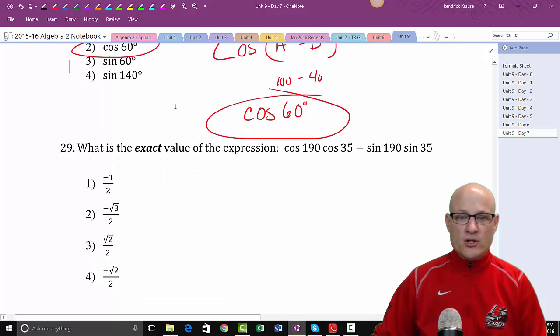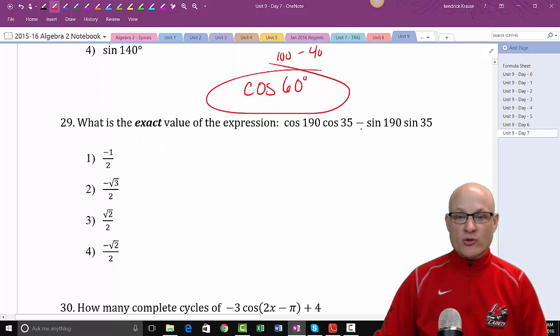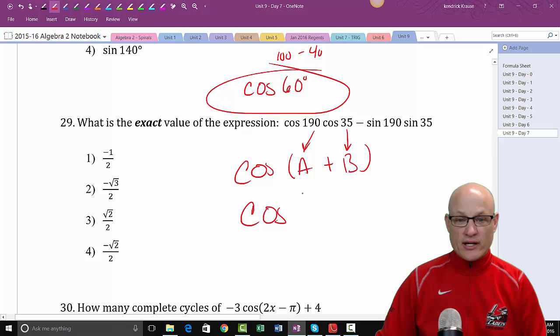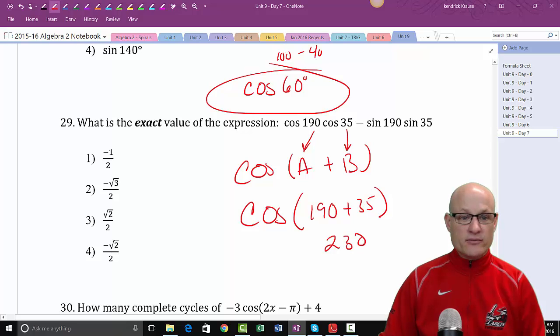Which one does cosine, cosine minus sine, sine? That's the cosine of A plus B, where A is 190, B is 35. So that's the cosine of 190 plus 35, and that's 230 degrees. No, it's not. That's 225. That's the cosine of 225 degrees.